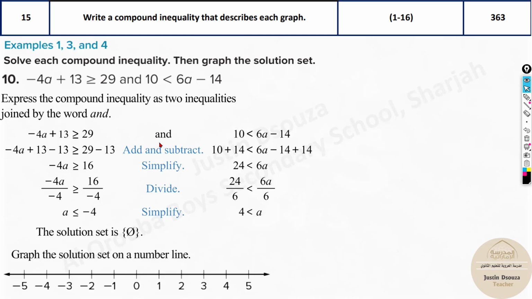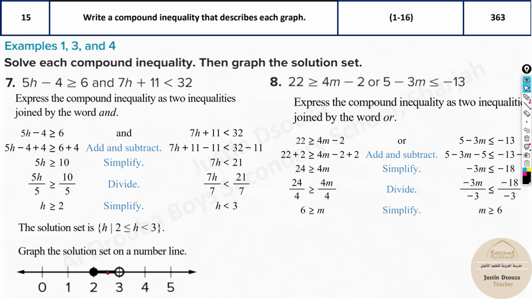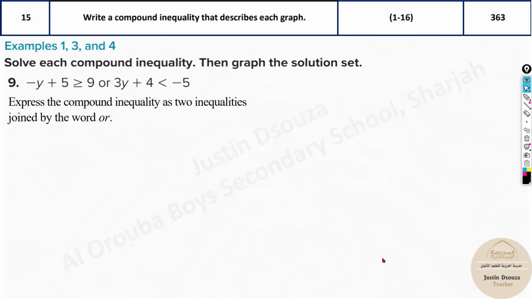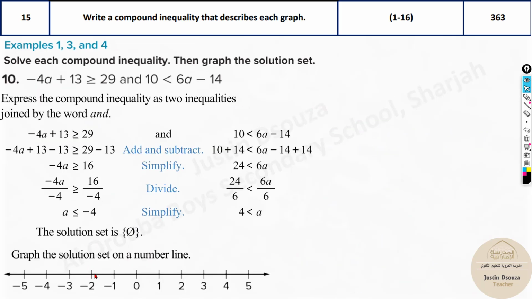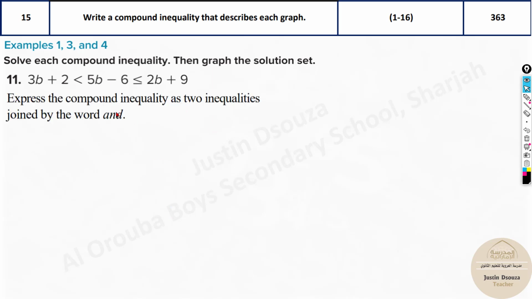Whenever we have "and", remember what we used to get. See, when we have "and", it's like this. This is an "and" solution, okay? "Or" is what we just now did. This would be an "or" problem. If you graph it as separate things, if you have got a graph like this, it's "or". And over here we have done similar ones, so please do solve them again.